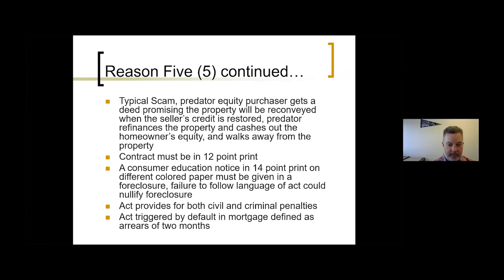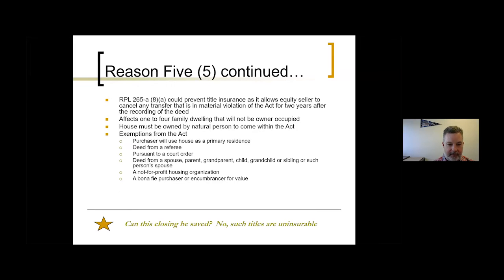We would take an affidavit from the seller and from the purchaser also at closing. Whenever the file's in foreclosure, we're going to look for that. We're going to look for affidavits from both parties, and we need to know that the purchaser is going to use the property as their primary residence. They're a bona fide purchaser or encumbrancer for value.